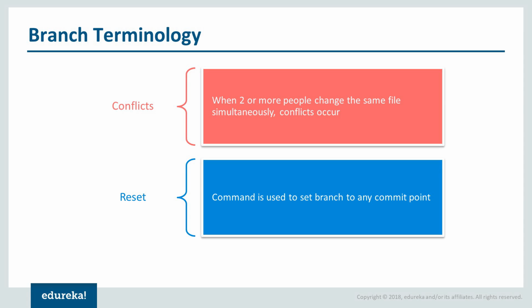Now, in case there is a merge conflict, a reset can be used to undo the changes to the working directory and the staging area. We will see what the staging area is, but we already know what the working directory is. So reset can be used to undo changes that we have made to the working directory.